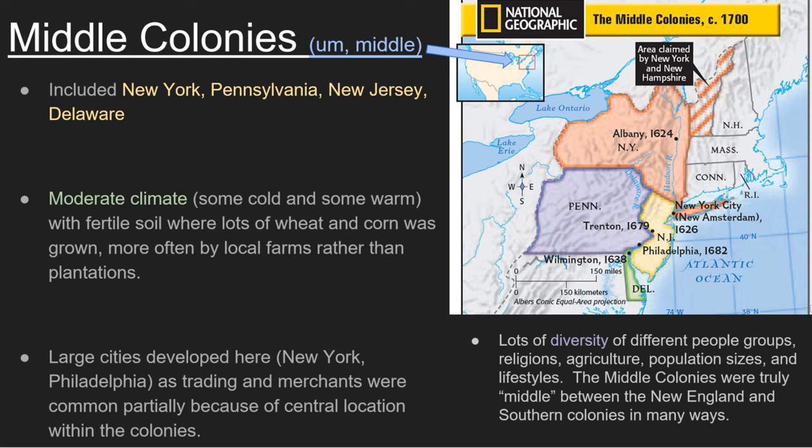In the middle colonies, you had a mix of North and South. They were very middle in many ways. You had large cities like New York and Philadelphia, but you also had a lot of small farming communities. There was a lot of trading and merchants in these middle colonies as well.